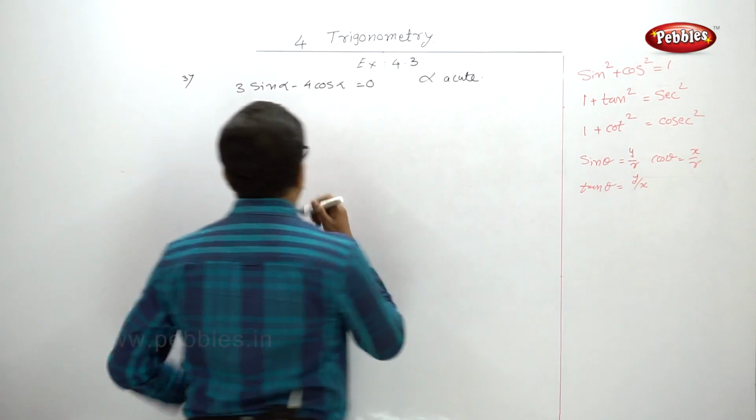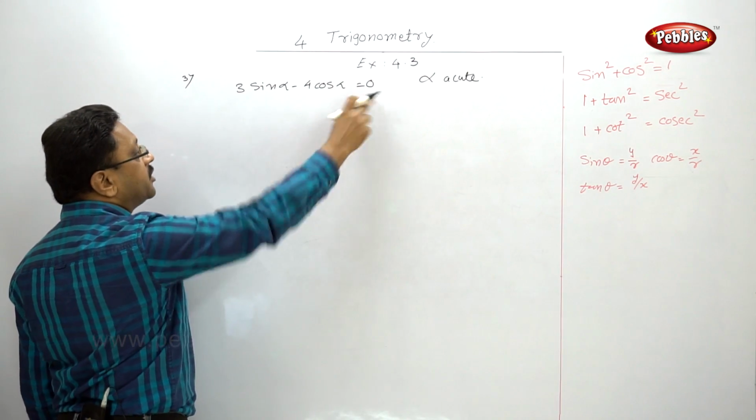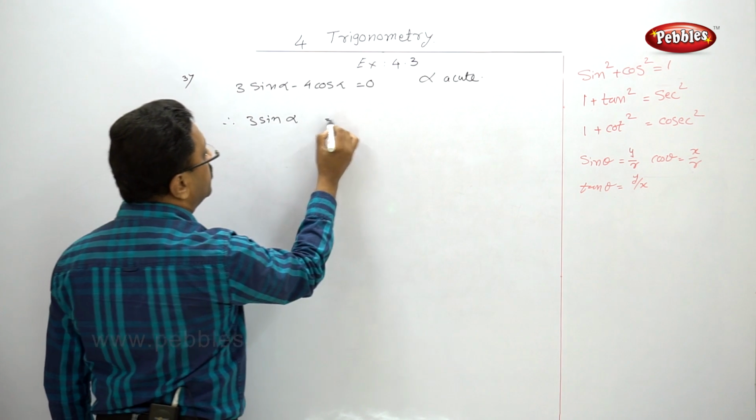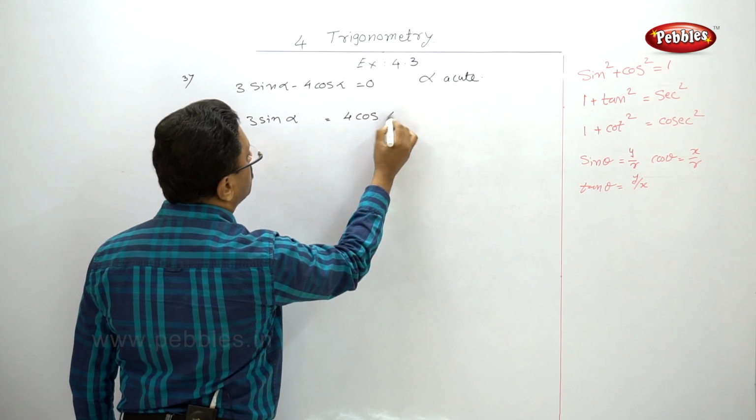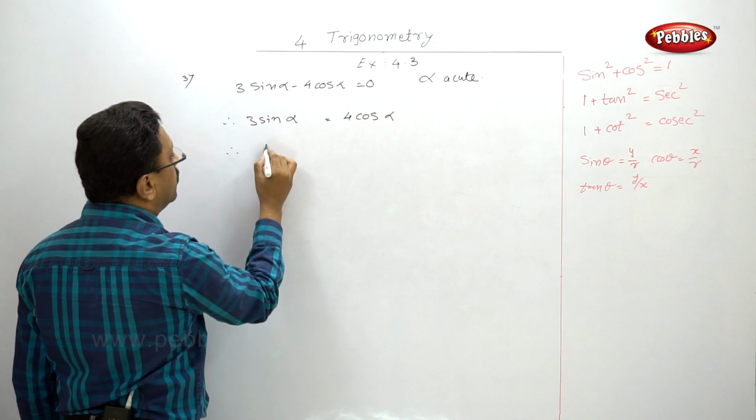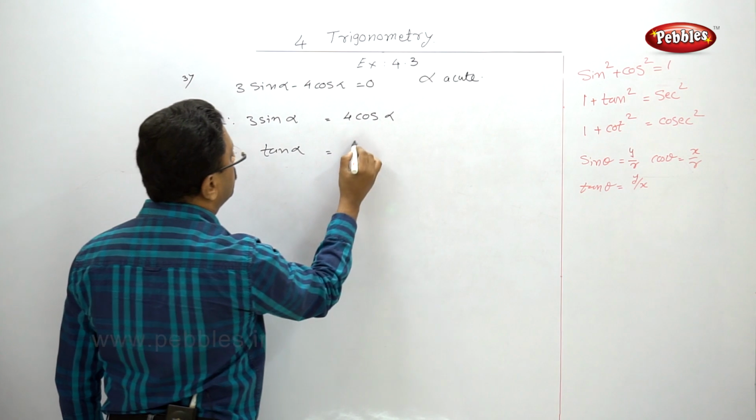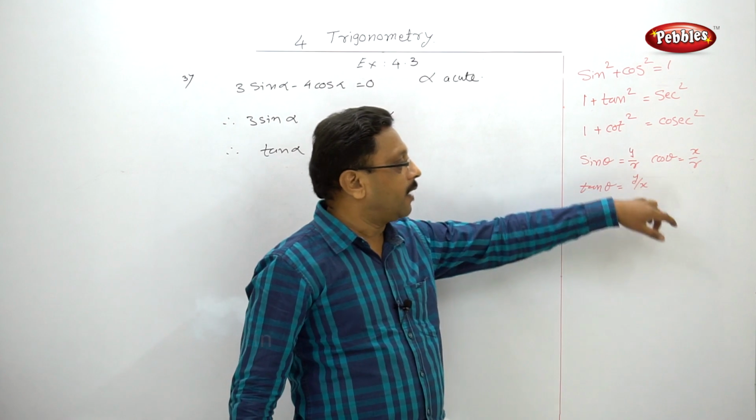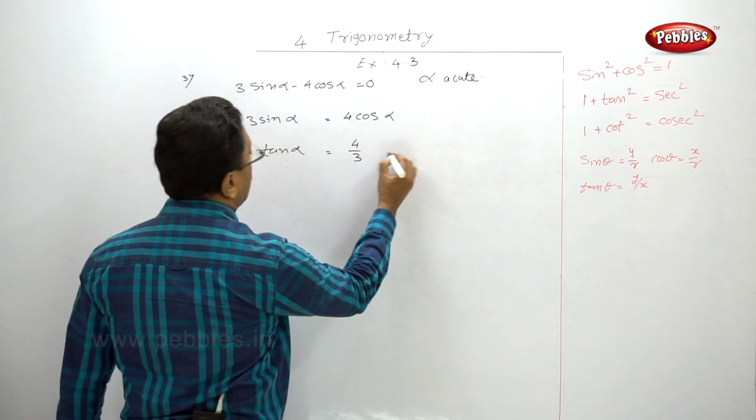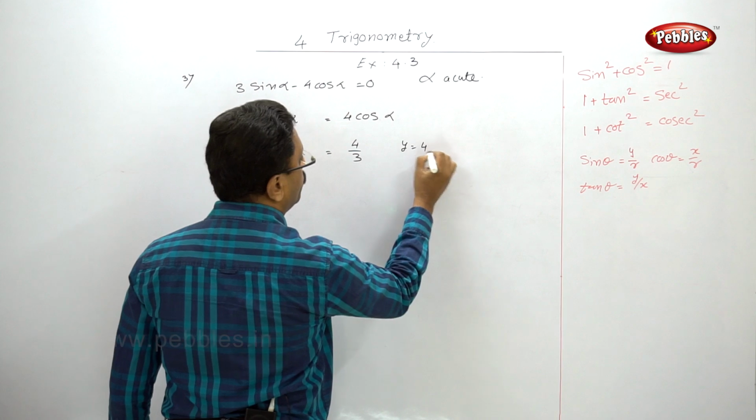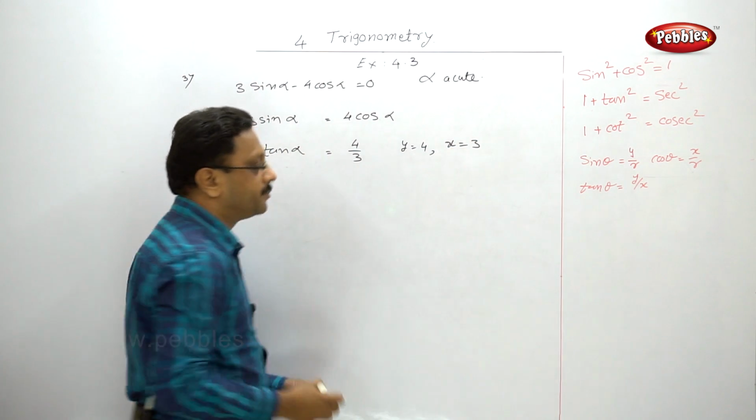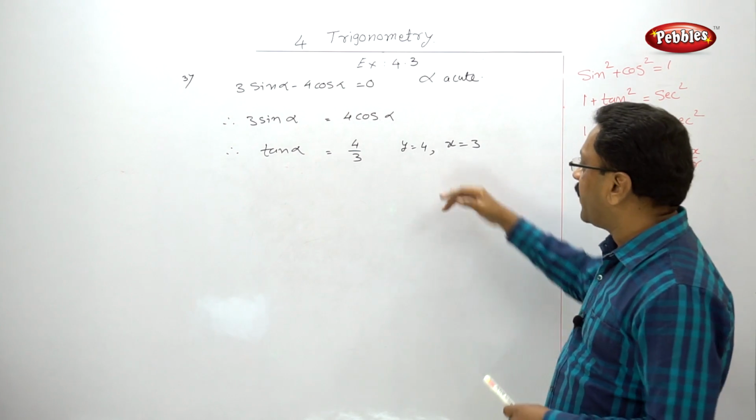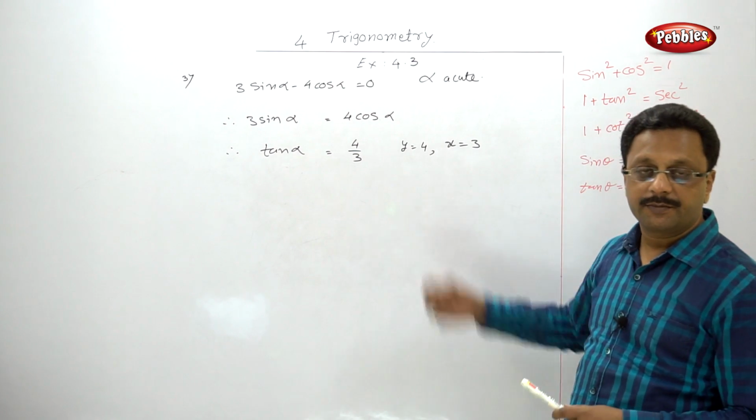Now can you see that? You can just transfer cos there. So we have 3 sine alpha is equal to 4 cos alpha. So we have tan alpha is equal to 4 upon 3. And you know tan is y upon x. So you have y is equal to 4, x is equal to 3. Very simple. And you can find out the value of r from this.